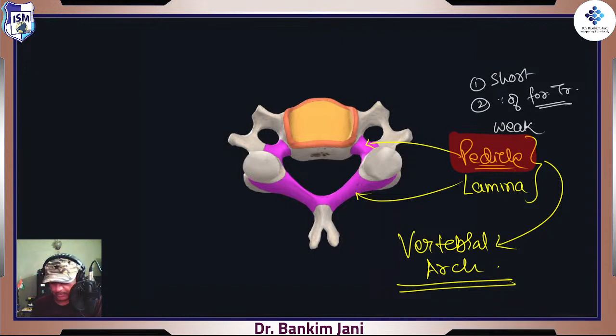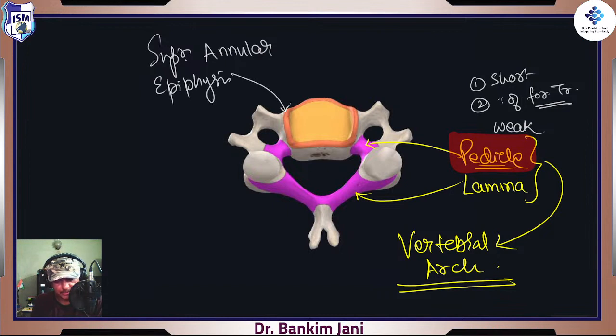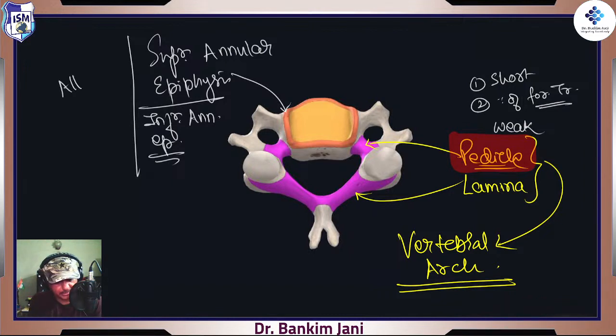Okay. Now, the ring which we are watching is what is called the superior annular epiphysis. Annular means ring-like, right? Similarly, on the underside, there will be the inferior annular epiphysis. So for the upper vertebra it is the inferior, and for the lower vertebra it is the superior annular epiphysis. They will be giving support and attachment to the intervertebral disc. So that's how things would really go.